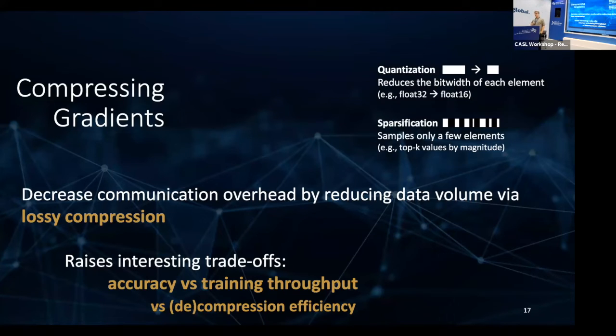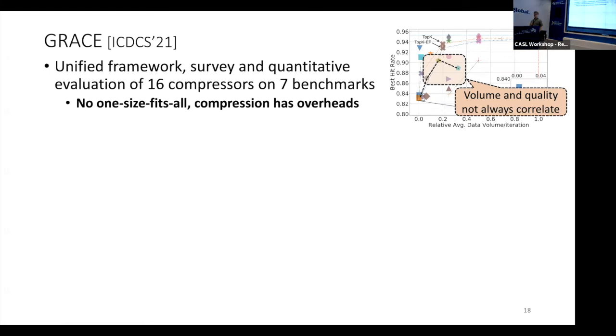And this raises an interesting trade-off, because it's no longer just the efficiency of transmission. You're trading off accuracy versus training throughput, and also the compression and decompression efficiency, which is an element that has largely been ignored by the literature. So in order to understand how practical gradient compression could be, we created a framework we call GRACE, in which we implemented 16 different compressor methods, surveyed them, and ran them on several different benchmarks. The finding may not be surprising.